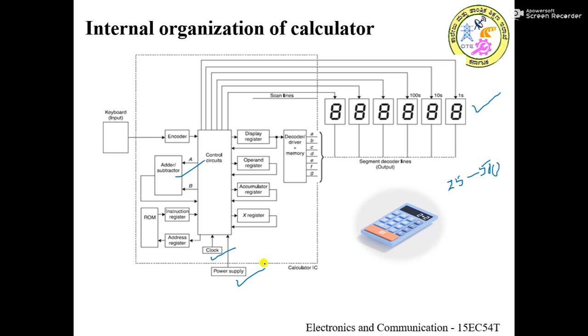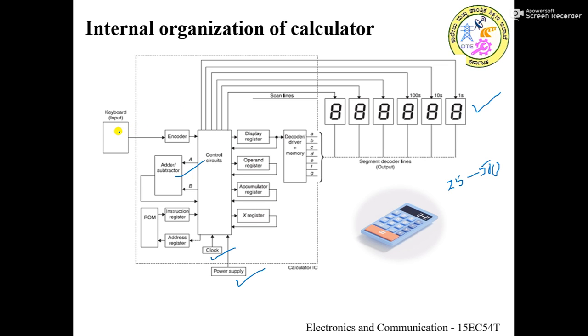So here the keyboard encoder translates every key depression into a binary equivalent code, and the control circuitry is going to store it. The control circuit also stores it in the display register. You are going to find the various registers here like the display register, operand register, accumulator register, as well as the X register. We will see the importance of all these registers one by one.